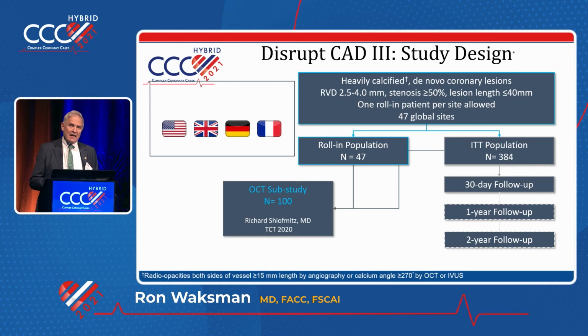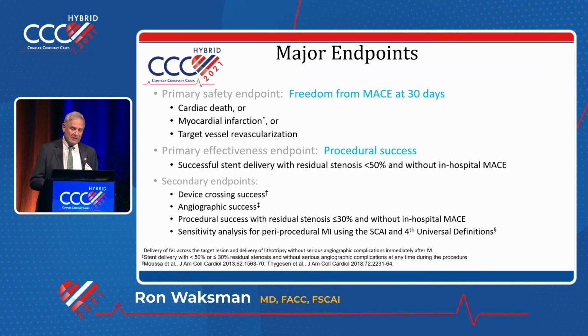The pivotal trial that granted approval by FDA was called Disrupt CAD3. Again, it was a registry. There were rolling patients and 384 patients that were in the intention to treat. And what was presented was only 30 days follow-up, which was enough to grant that approval.